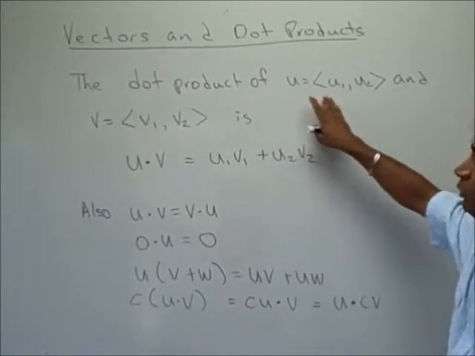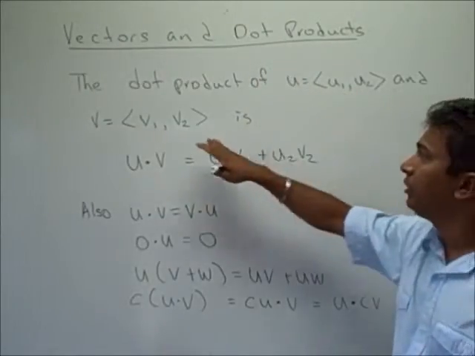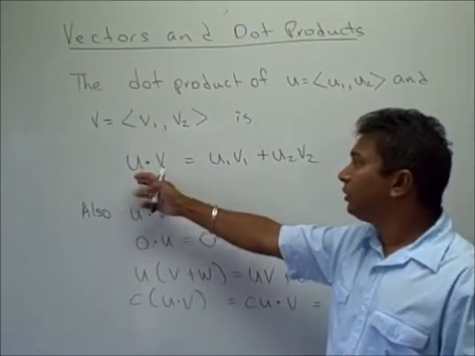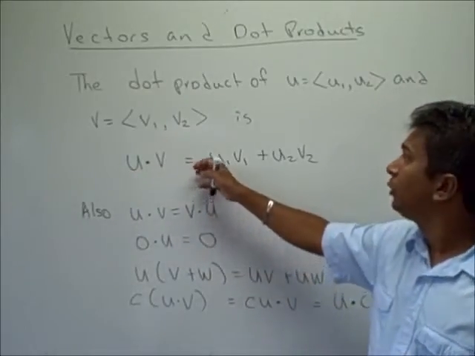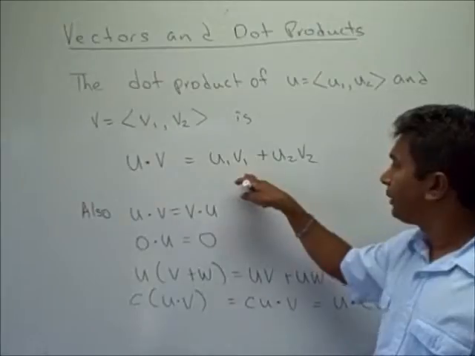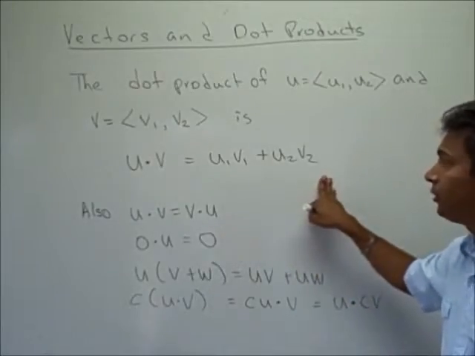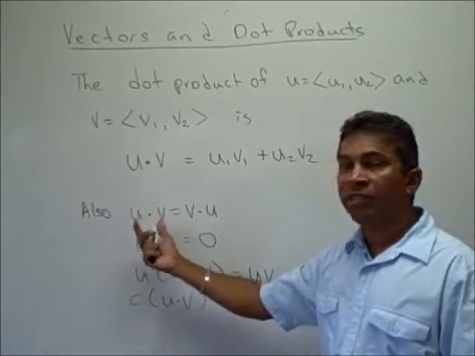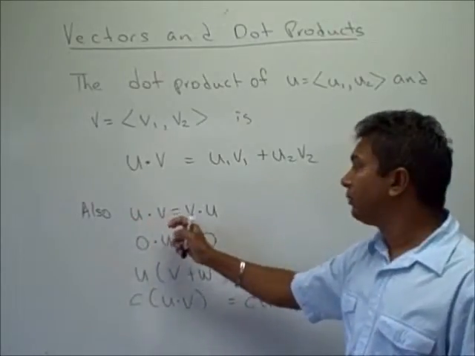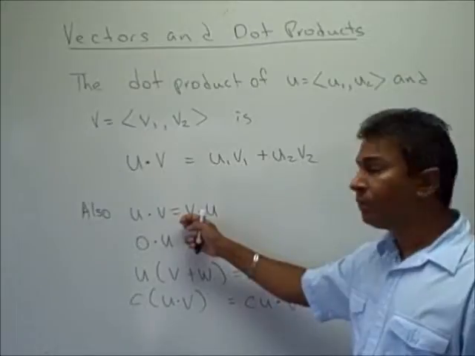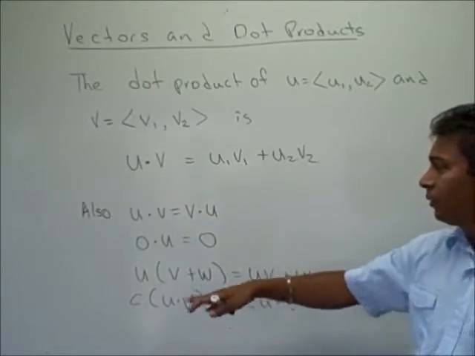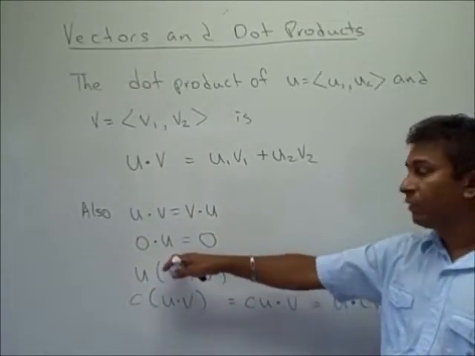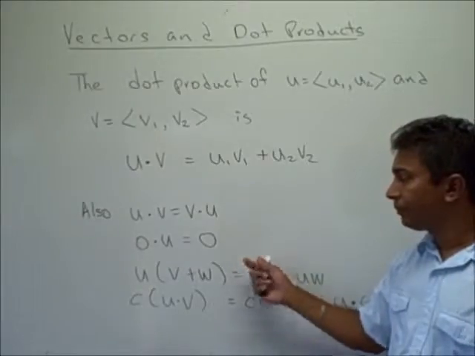The dot product of two vectors u and v is defined as u · v = u1 times v1 plus u2 times v2. Note that this rule is commutative, so u · v is the same thing as v · u. Also, we know that 0 times a vector is always going to be 0.